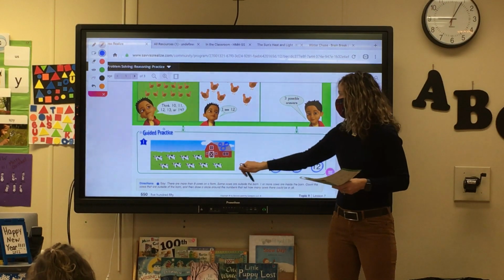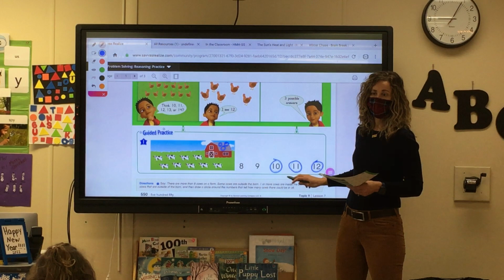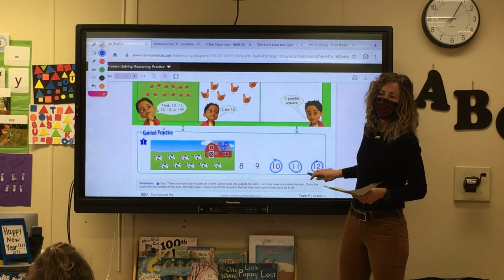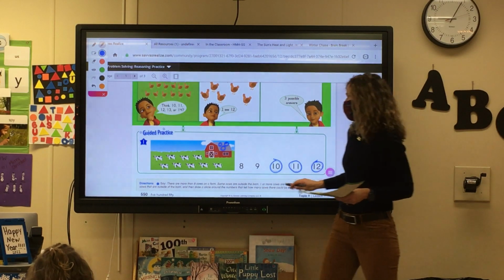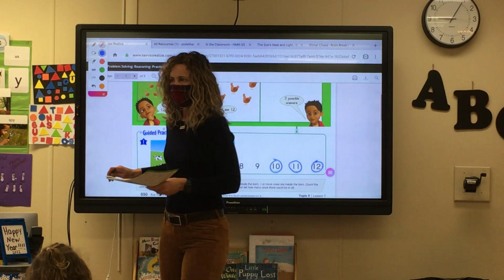After 9, if there was 1 inside the barn, well, count up 1 more. That would be 10. If there was 2 more, it would be 11. 3 more would be 12. All right? So 9 and 8 wouldn't work though, correct?